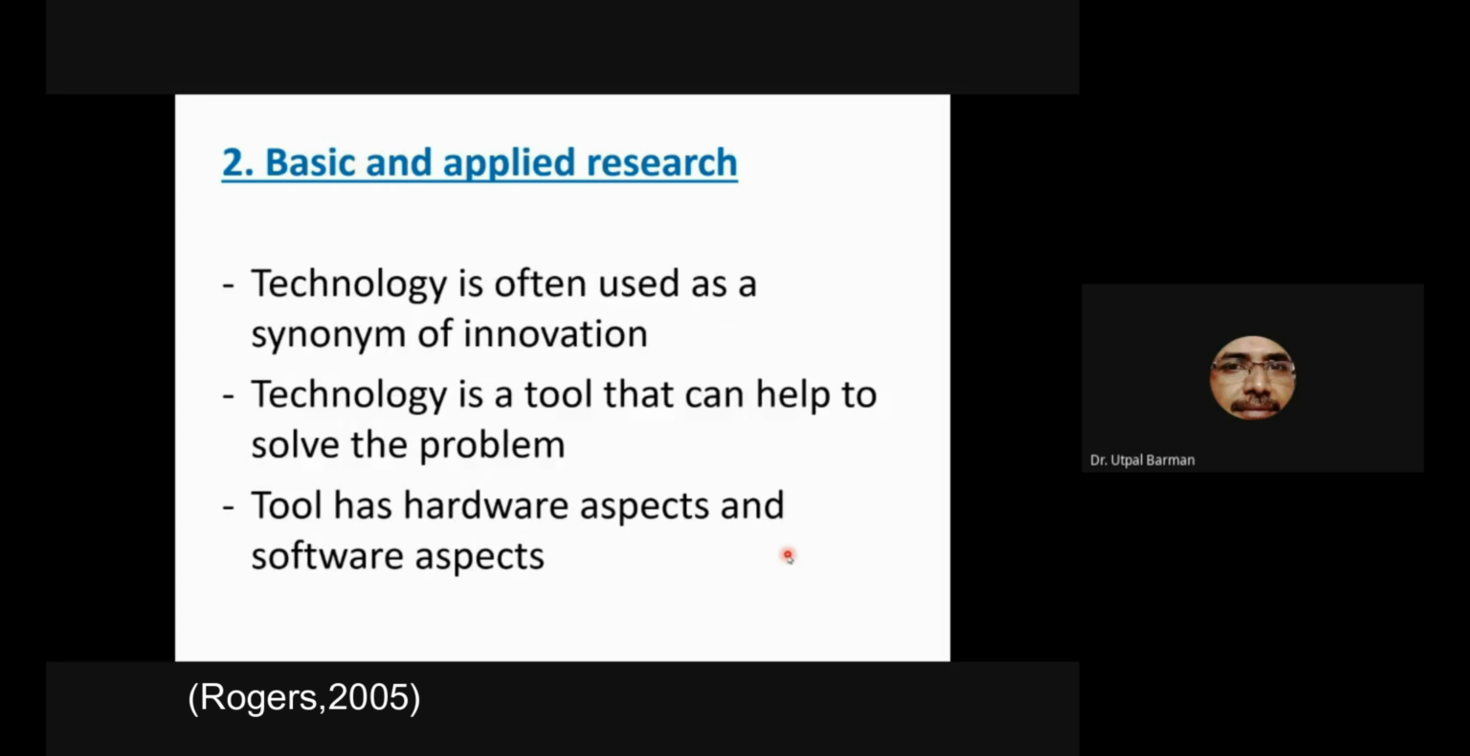And when E equals mc square, the formula, was developed, people were laughing, but now we know what is the value of that. This is the finding. Based on that, applied research is done and different types of innovations are developed. And in case of innovation, there are two parts. One is hardware, another is software.